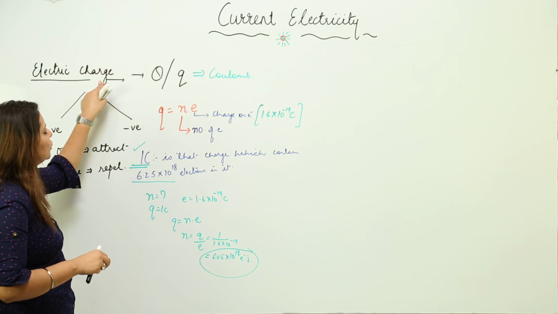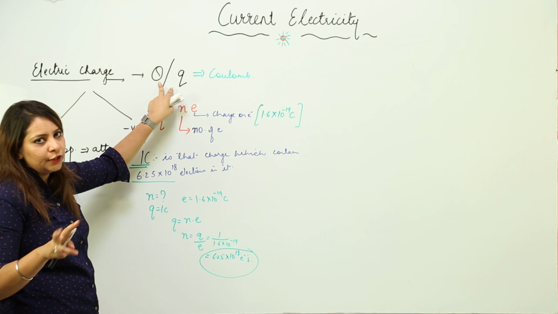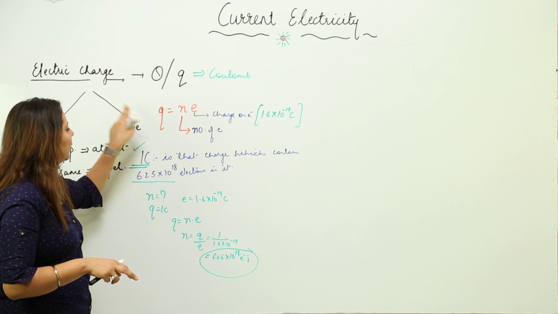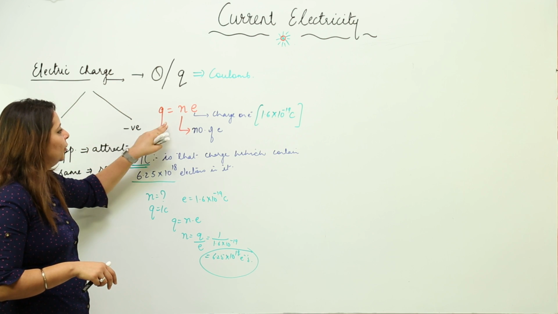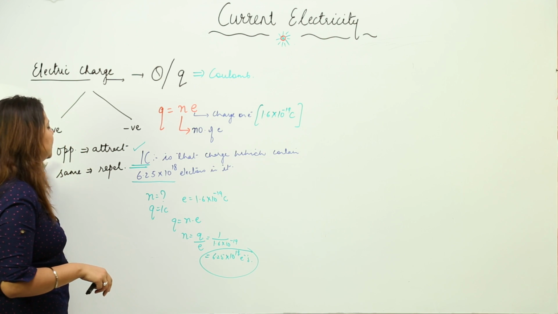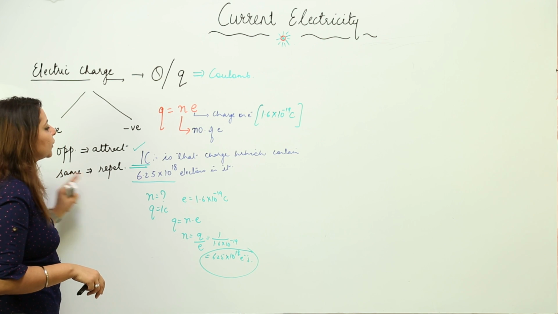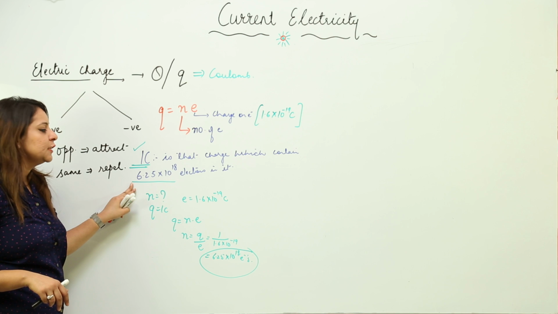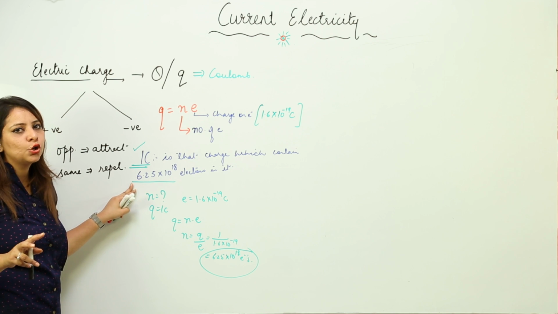So that means electric charge is denoted by Q, either capital or small, and the unit is coulomb. The formula to measure Q is NE, that is the number of electrons and the charge on an electron. Opposite charges attract and same charges repel. 1 coulomb is that charge which contains 6.25 into 10 raised to power 18 electrons in it.